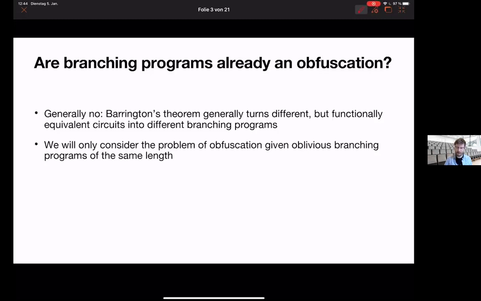In the remainder of this lecture, we will only consider the problem of obfuscating oblivious branching programs of the same length. And recall, we say a branching program is oblivious if the sequence in which it reads the inputs does not depend on the branching program itself, but only on the input length. So obliviousness is not a property of a single branching program, but always of an entire family of branching programs.